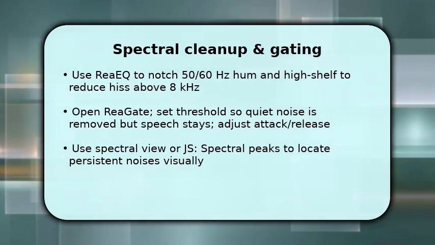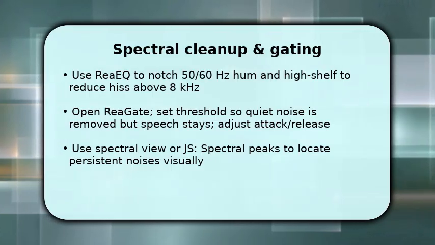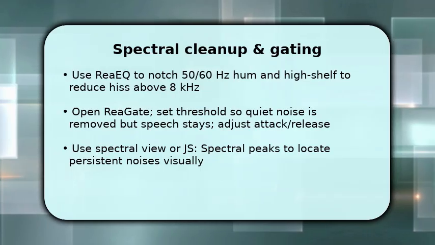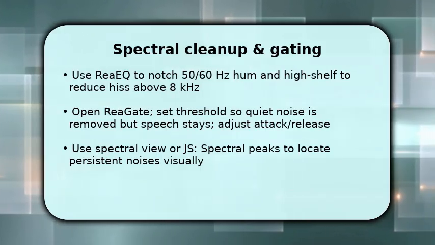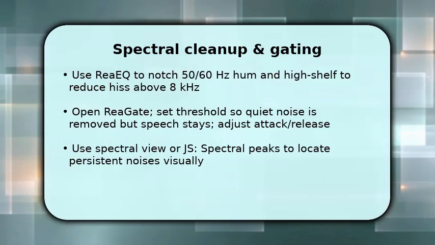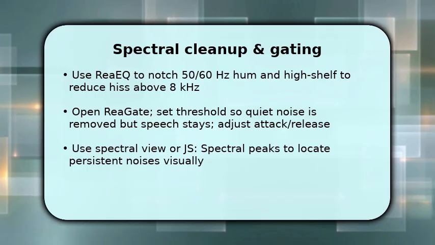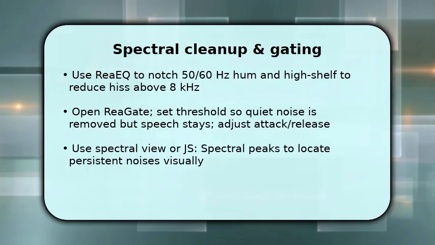Once EQ is set, open RIA gate and lower the threshold until background noise disappears while spoken words remain intact. Tweak attack and release so consonants aren't choked. You can switch to spectral view or use a spectral JS plugin to find stubborn tones. This helps you target narrow bands without hurting clarity.